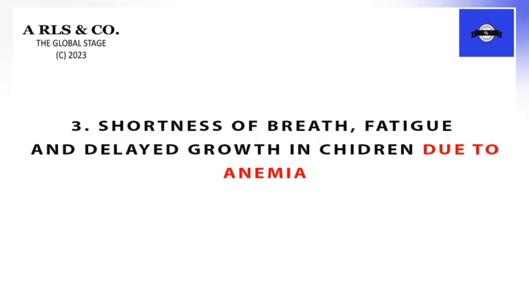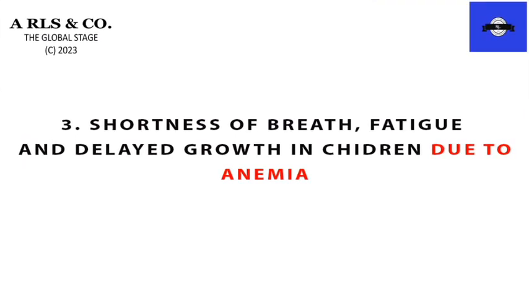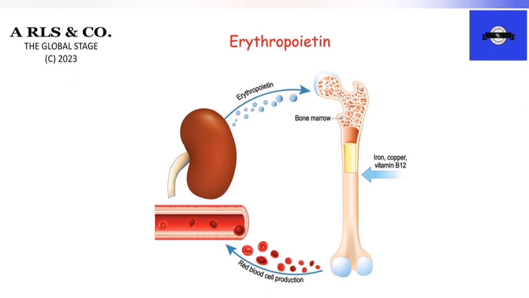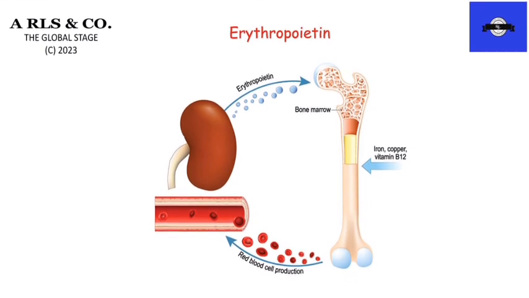Also, there is shortness of breath, fatigue, and delayed growth due to anemia, because the red blood cells are breaking down quickly and the bone marrow can't keep up with the production of red blood cells. Eventually, they get weakened, and this leads to aplastic anemia.